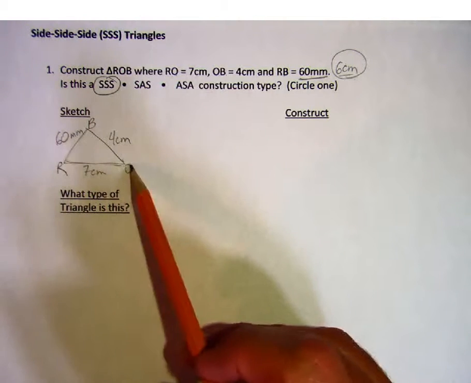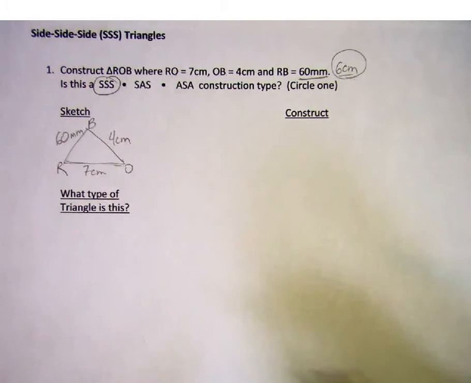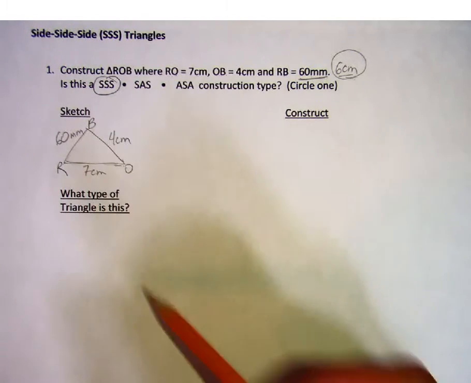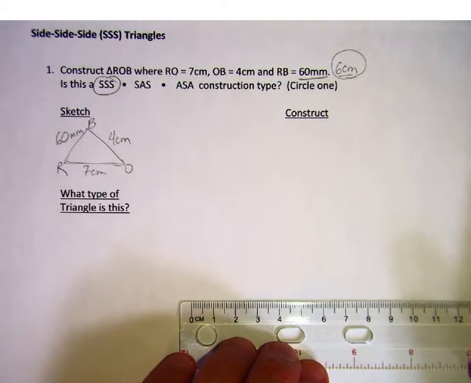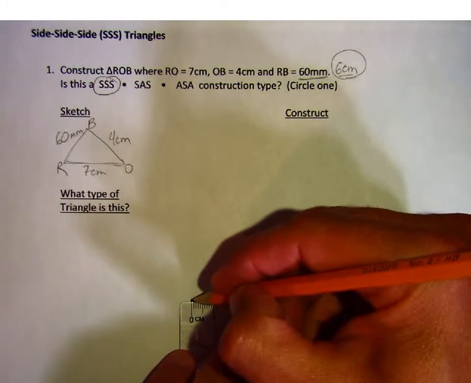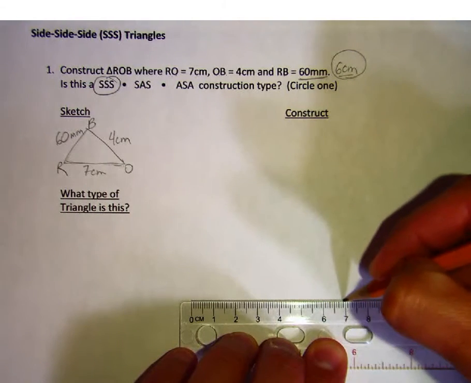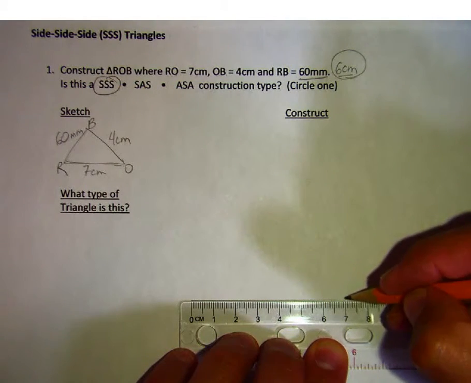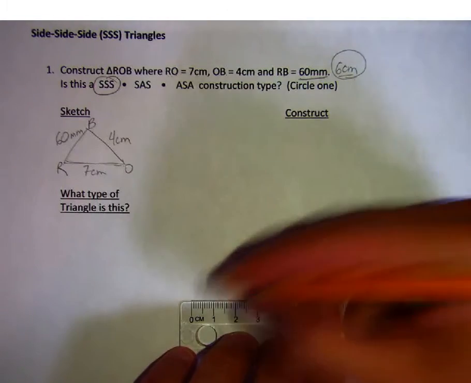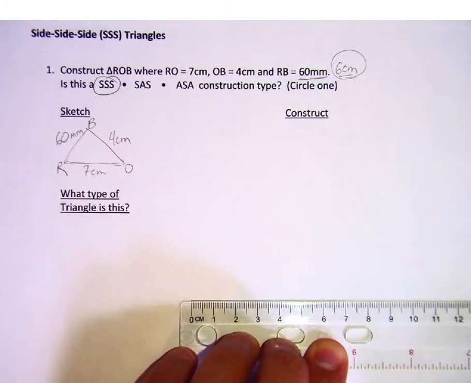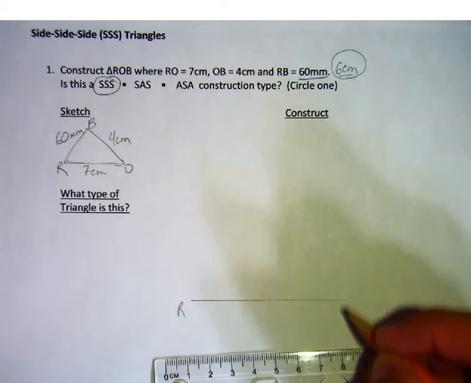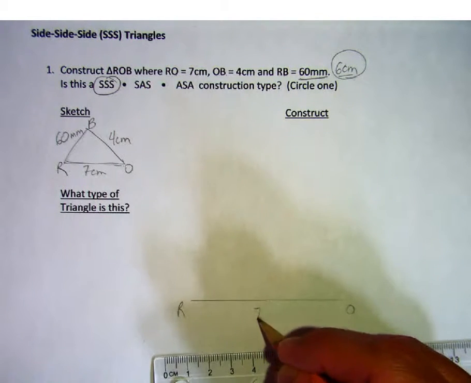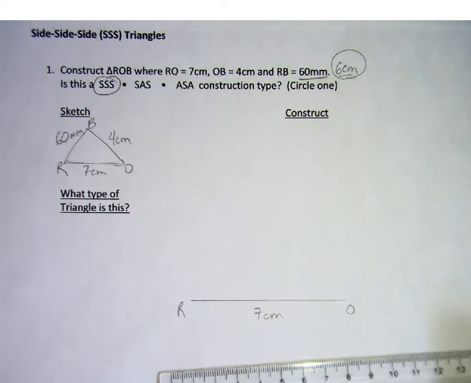So I'm going to start with this baseline here, RO, the longest. I'm going to start down here someplace because I'm going to give myself room to build the triangle up here. Okay? So I'm just going to put my ruler down and I'm going to make a nice straight line that is 7 centimeters long. I want to be as precise as I can. When I make that line, there we go, 7 centimeters, and I'm going to label it. There's R, there's O, and it's 7 centimeters long.